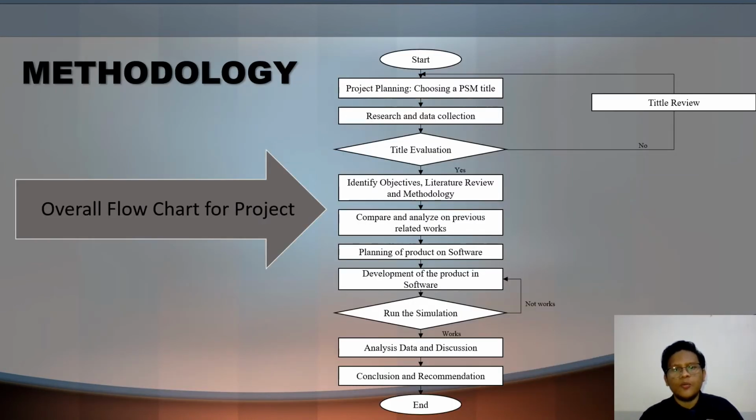Next, we will continue with the methodology of the project. This is the overall flowchart for the project, starting from choosing the title of PSM, research and data collection, title evaluation, identify objectives, literature review and methodology, compare and analyze previous related works, planning of production on software, development of the product in software, run the simulation, analyze data and discussion, and lastly, conclusion and recommendation.